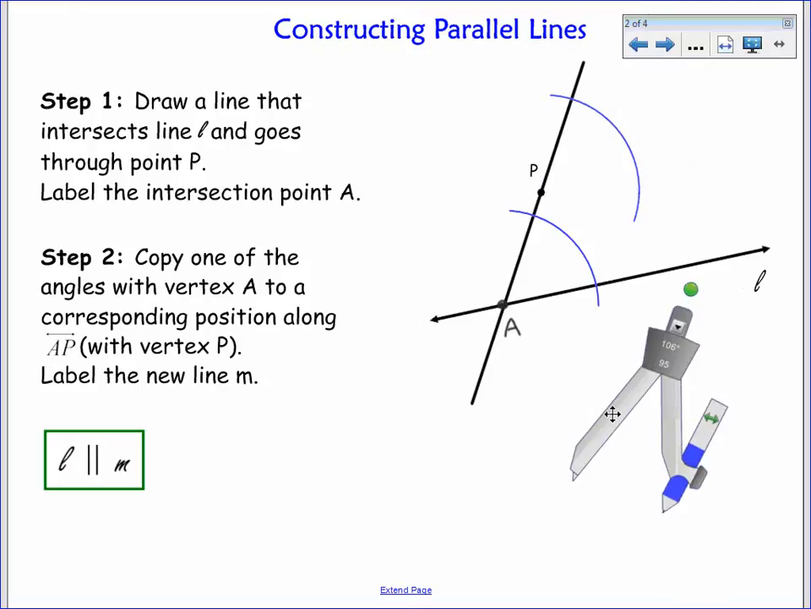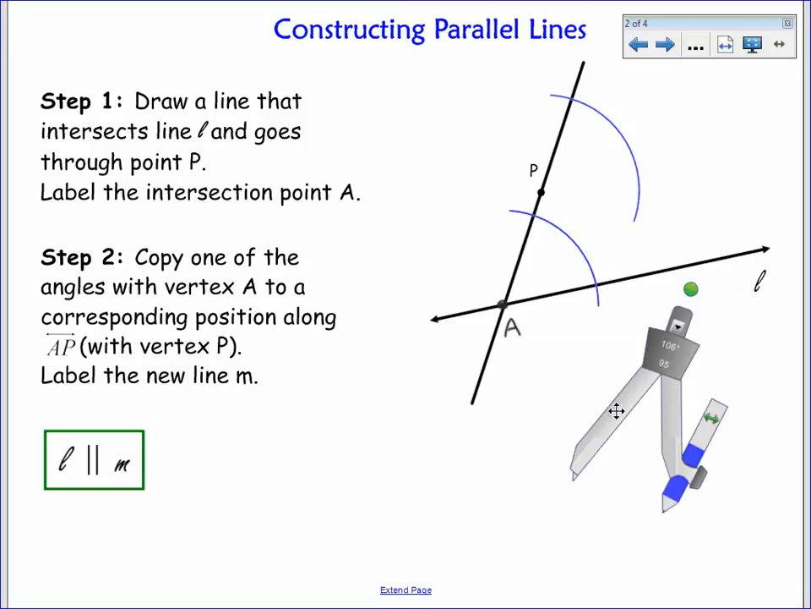Okay, now you'll see my arcs are kind of in the same place-ish compared to that line. That's because I'm creating corresponding angles. From point A, my angle is like up and to the right. So I did the same thing with P, my arc went up and to the right.